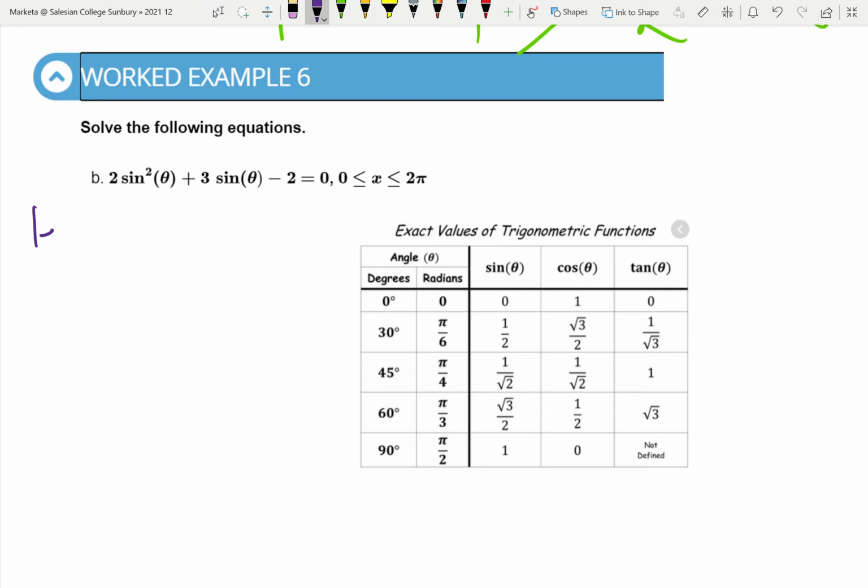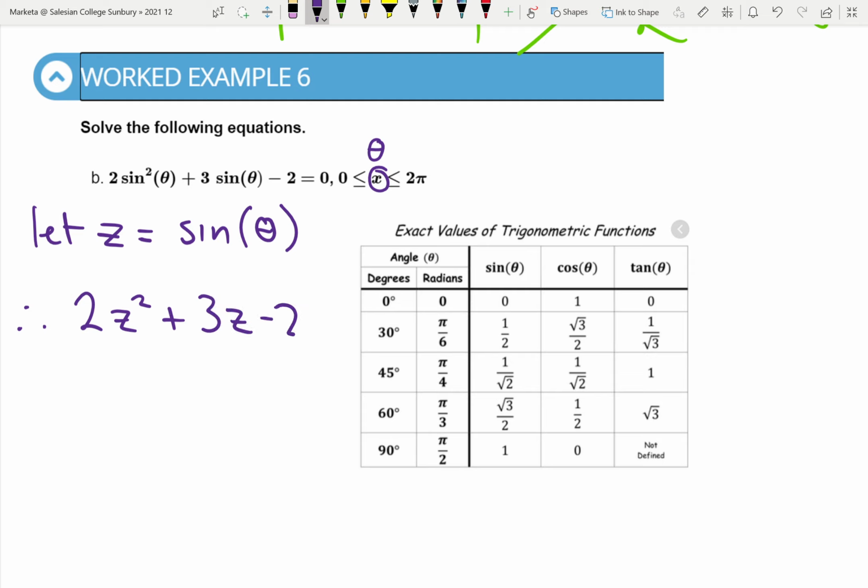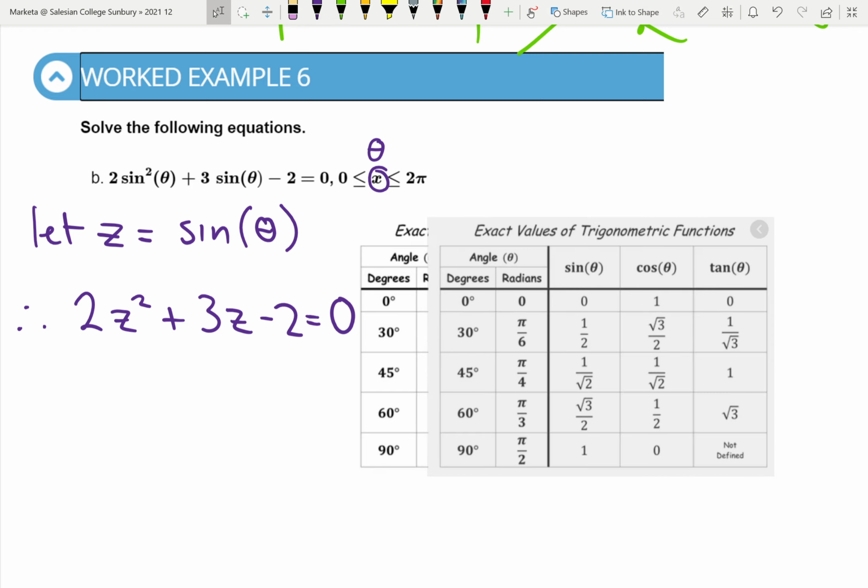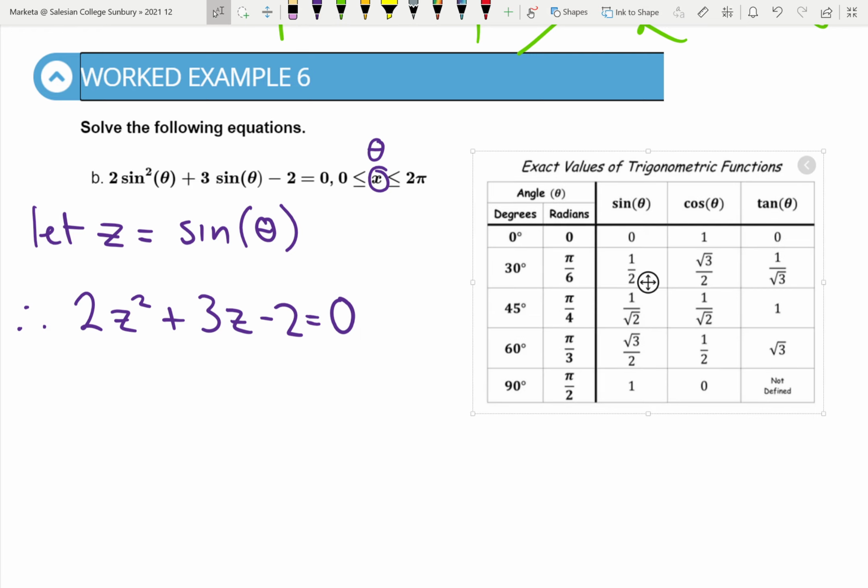So I'm going to say let Z, always my pronumeral of choice. You could choose an A or a P or whatever you want. Let Z equal sine theta. And be careful because it's not X. So we want to be careful that we're dealing with theta. And actually, here they've written X, which is a bit silly. It's theta. So that's a mistake there. So if we let Z equal sine theta, therefore 2Z squared plus 3Z minus 2 equals 0. So now we've got a situation where we can solve this using the null factor law.